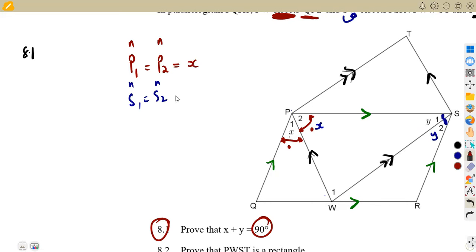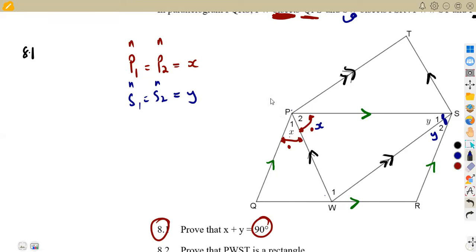S1 and S2 is equal to Y. So when you're asked to prove it, it's not like you're a prophet. No, you are not a prophet. You figure it out, okay? Like what I'm doing now, I just want to show you how you figure it out.